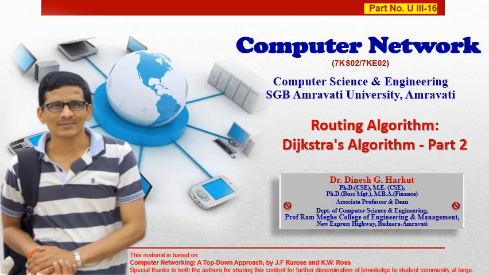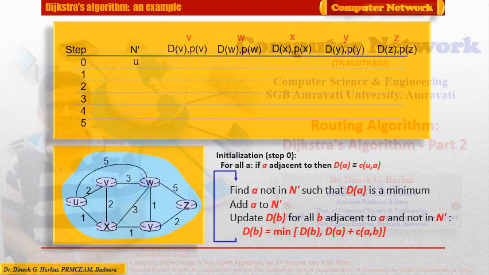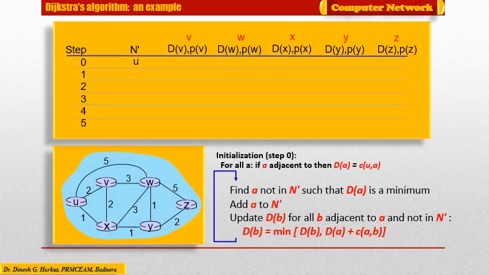Hello friends, in the first part of the session, we have covered the basics of Dijkstra's link state algorithm. Now in this part, we will discuss two examples of it, which will help you to understand the concept and working of it in a better way. To have a better insight, we will explore one example of how the link state algorithm works.